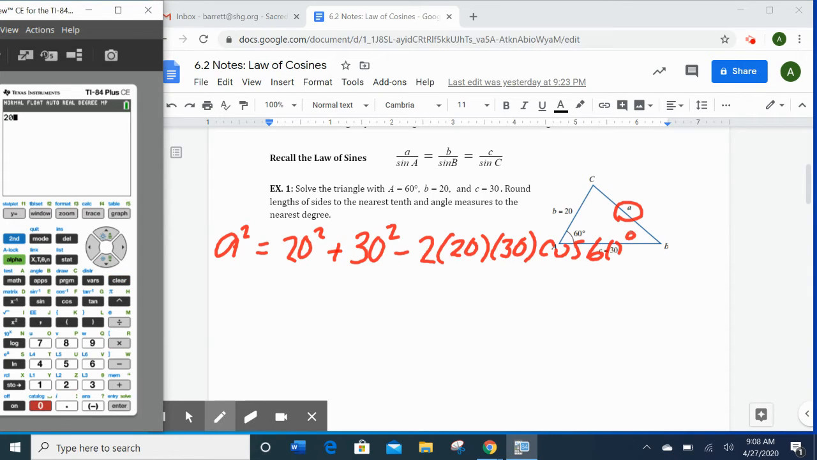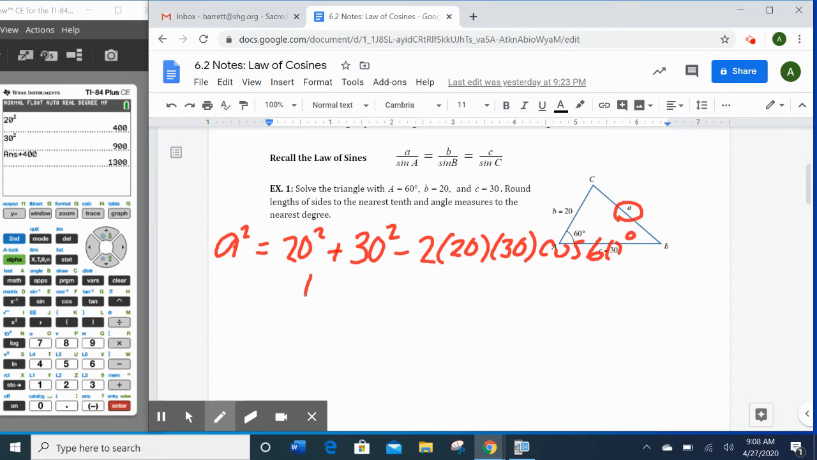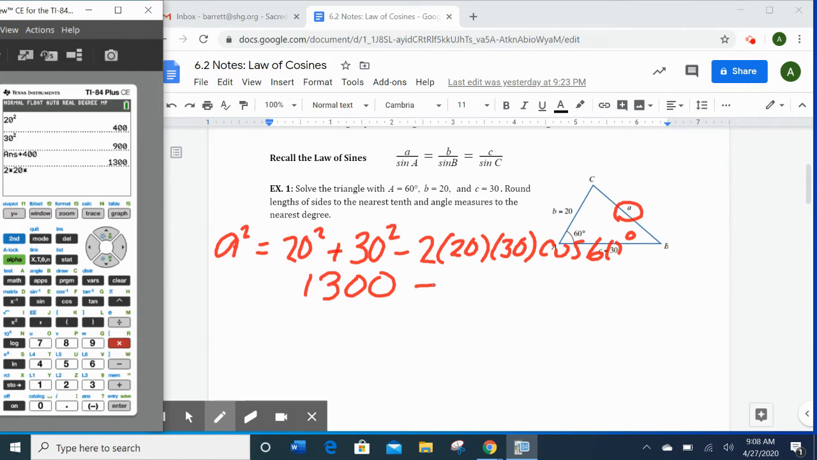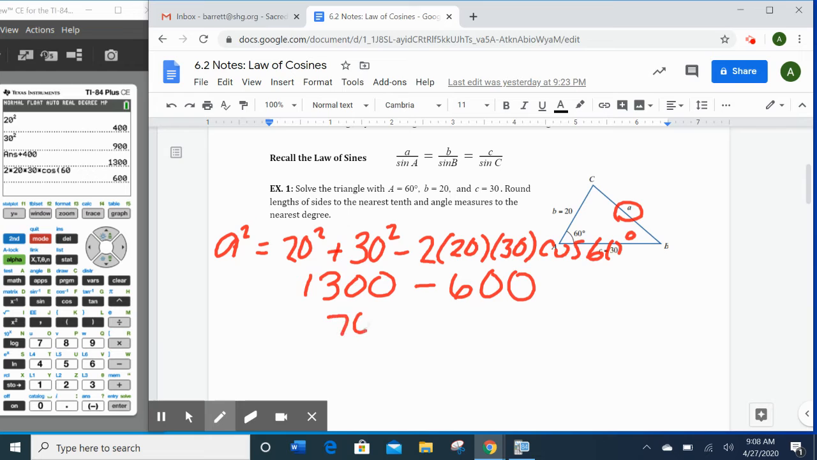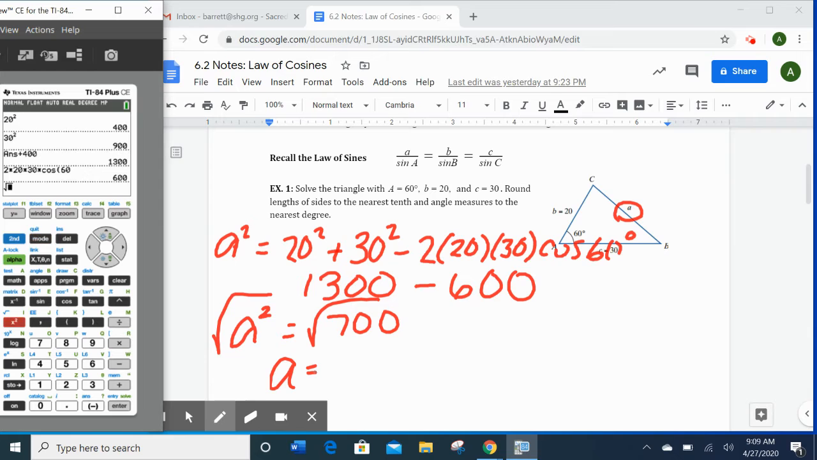I'm going to take 20 squared and get 400. I'm going to take 30 squared and get 900. So we'll go ahead and add this together and get 1300 minus 2 times 20 times 30 times cosine of 60. And it's probably a good idea to check your mode and make sure that you're in degree mode. So that last term is 600. So 1300 minus 600 is 700. So A squared equals 700. Take the square root. A is equal to the square root of 700.